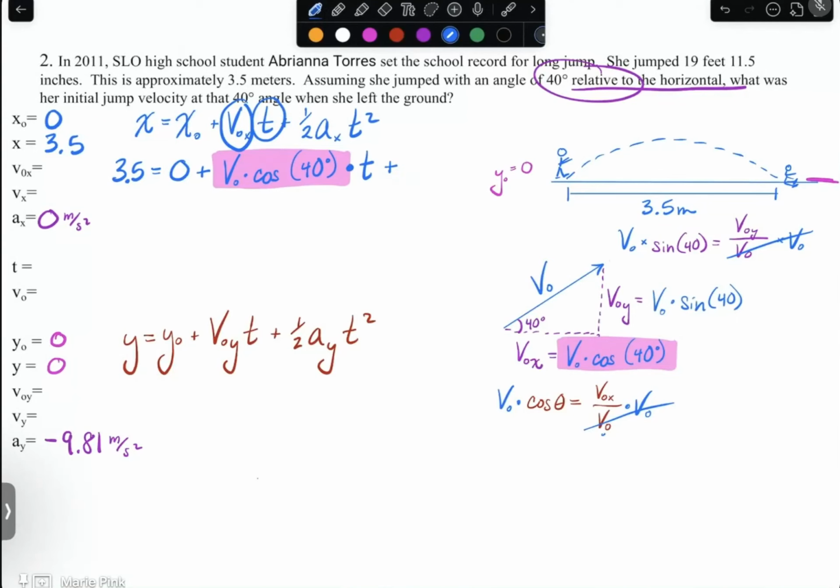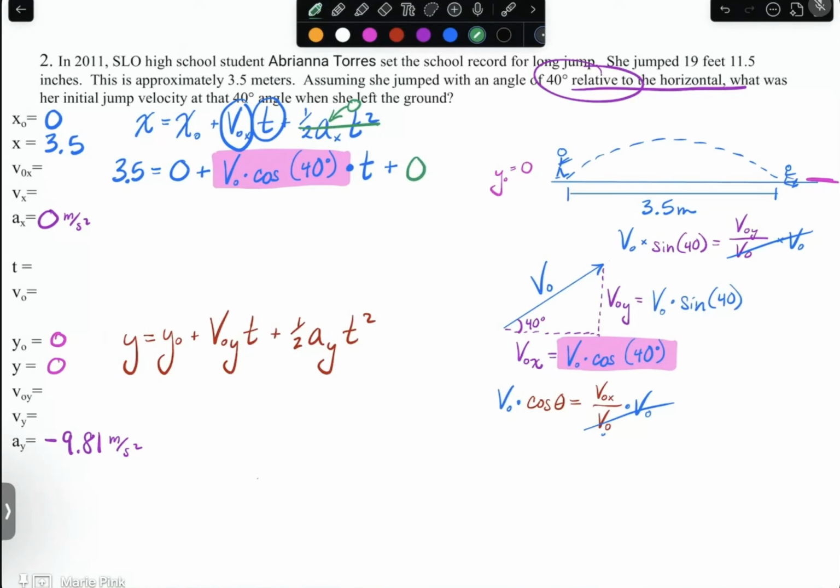Plus, my acceleration in the x direction is 0 because nothing is pushing it left or right. So if you don't have anything pushing or pulling on it, it's going to keep going at the same speed. So 1/2 times an acceleration of 0 times time, well, all of that will be 0. So I can just go plus 0.